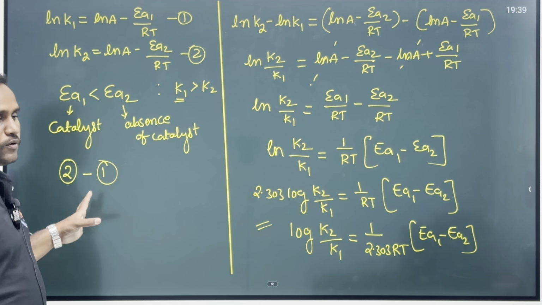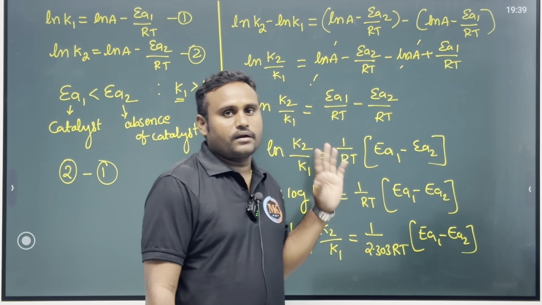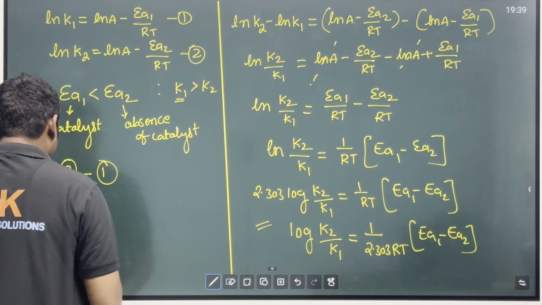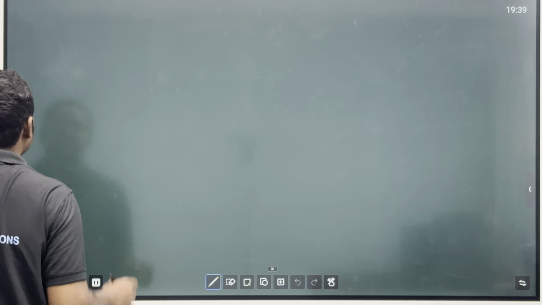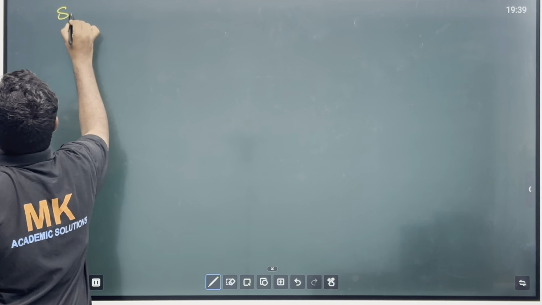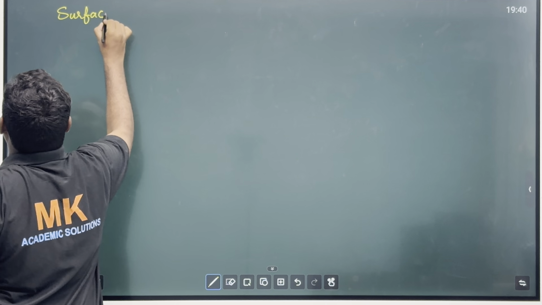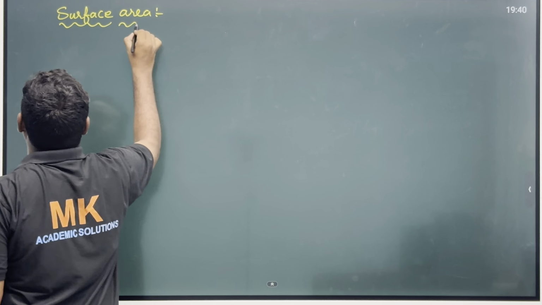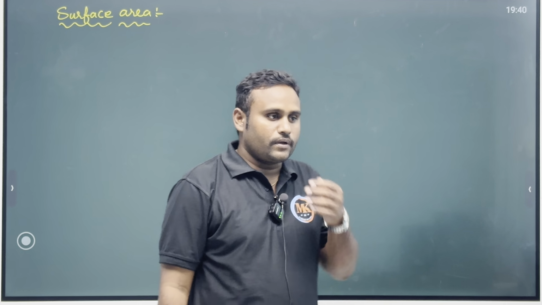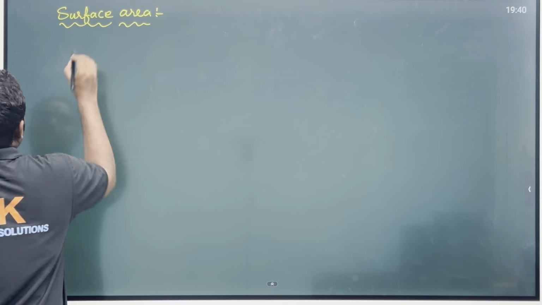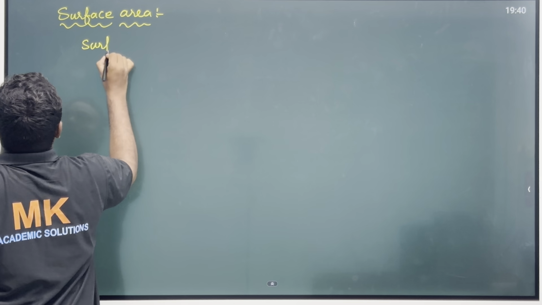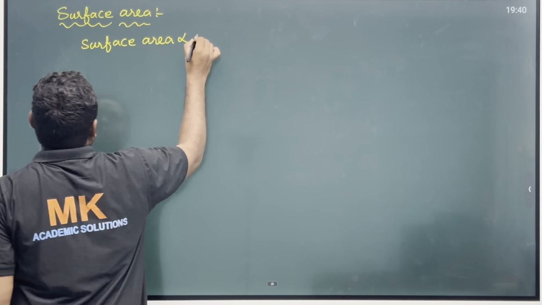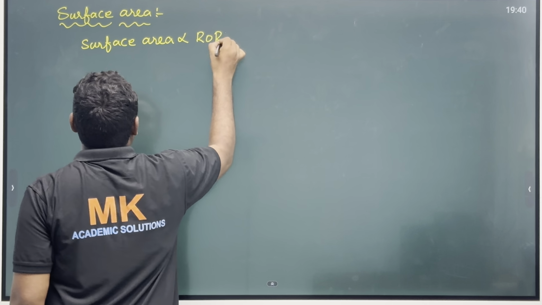Okay, so this is about the effect of catalyst on the rate of reaction. Okay, next we will see what is the next factor, children. Surface area. See here, as surface area increases, rate of reaction also increases. Surface area is directly proportional to rate of reaction, ROR.